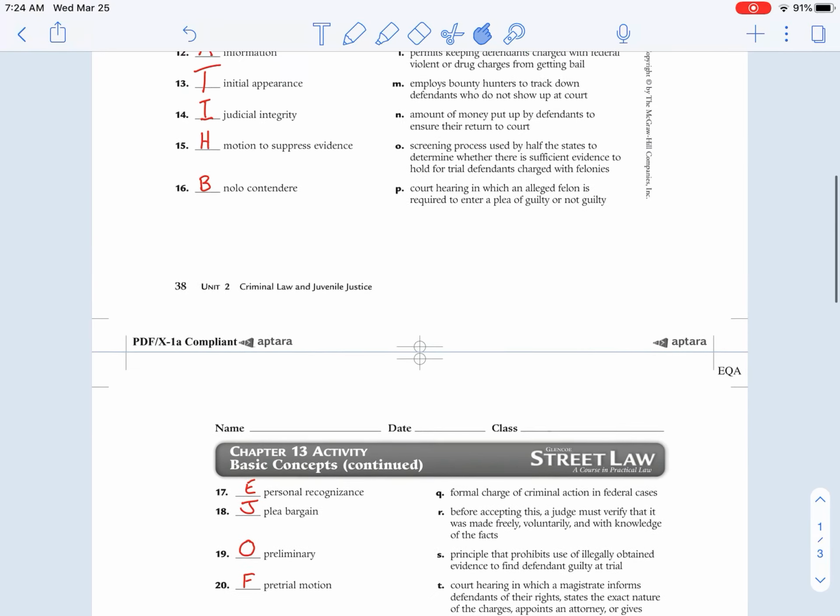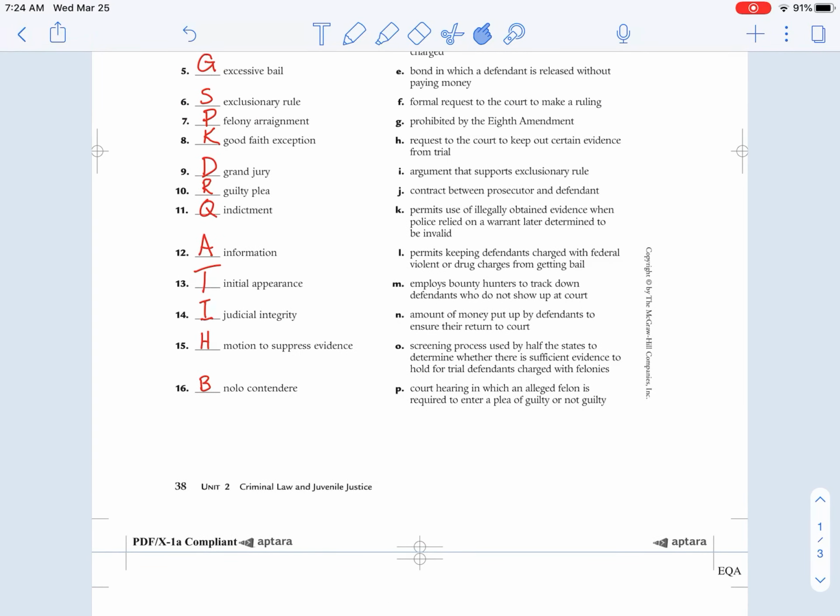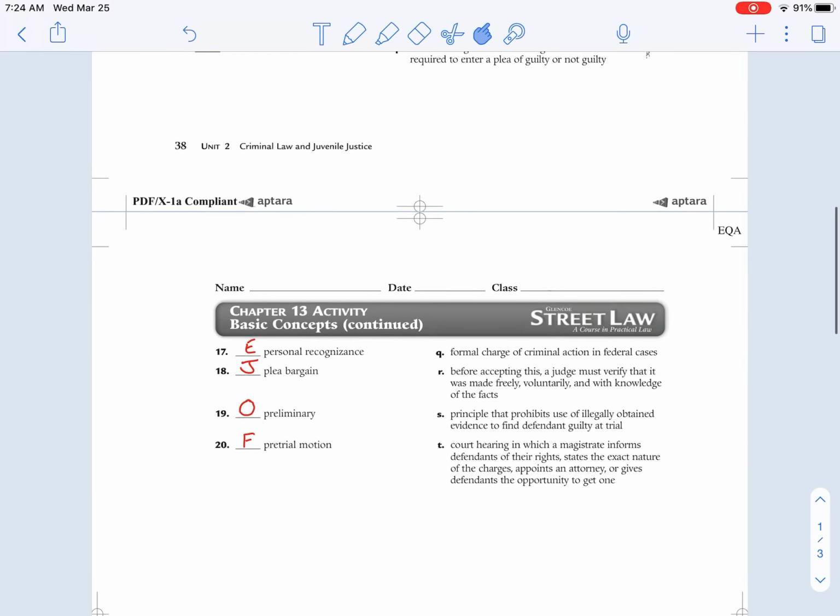18, plea bargain is J. A contract between a prosecutor and defendant. So this is when somebody is pleading guilty. They are going to enter a plea bargain. They're going to sit down with a prosecutor and with their own attorney. They will write out what that looks like in terms of punishment, and then it will be submitted to a judge to accept or reject that plea bargain.